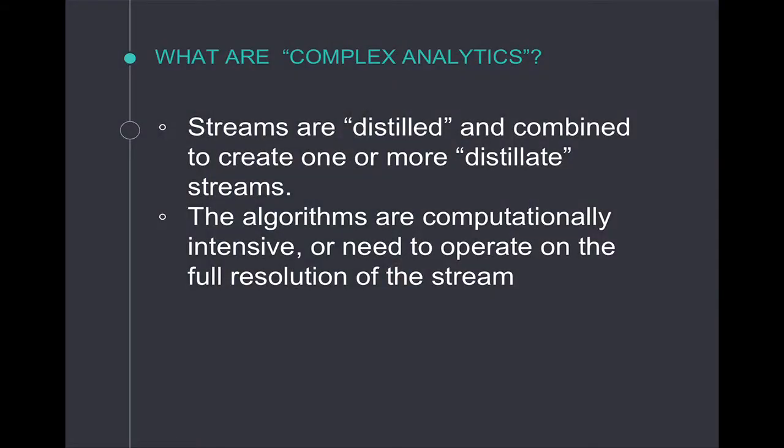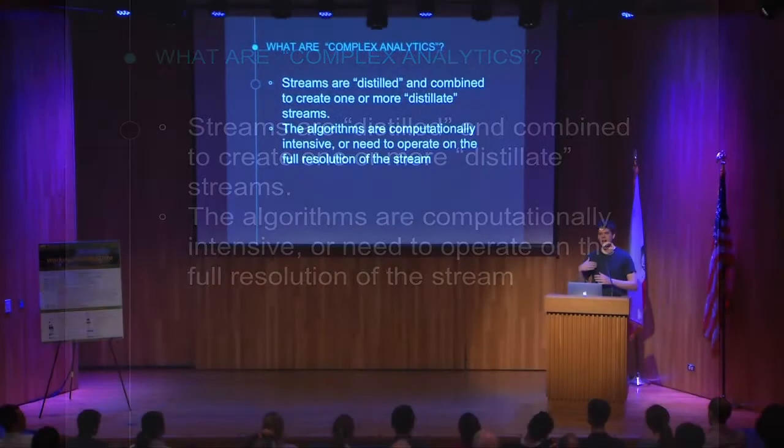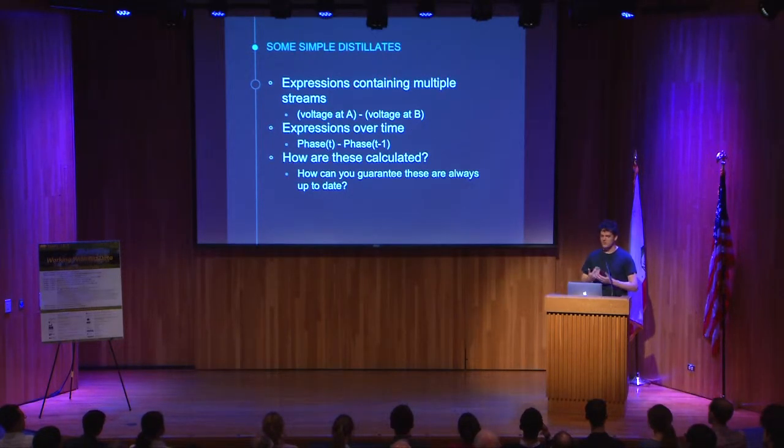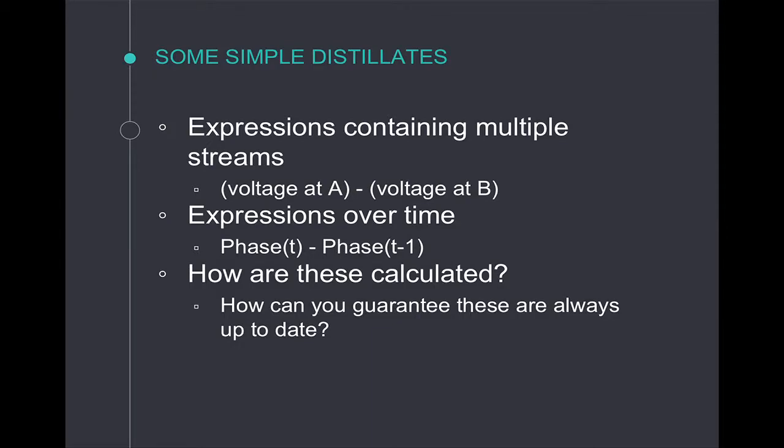In terms of the complex analytics, we needed additional features. Our streams are distilled and combined to create additional streams which are either observed by humans or feed into future algorithms. And these algorithms are computationally intensive. Some examples might simply be the difference in voltage between two points. It might be phase differences, so changing phase over time will give you frequency. When you calculate these, existing models use streaming through a set of analysis engines, which is not really that stable, and there were a bunch of other methods, but nothing really satisfactorily solved this problem.